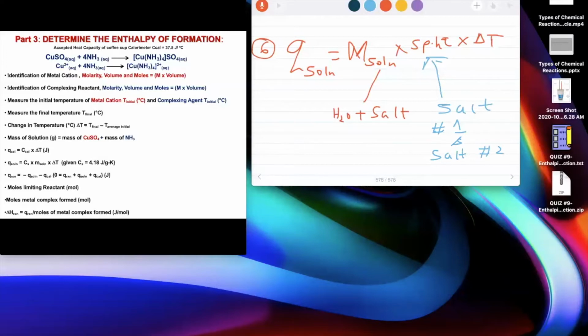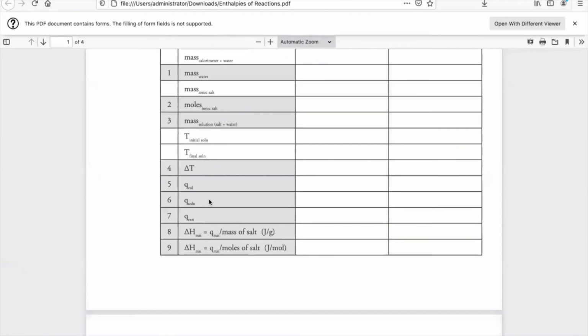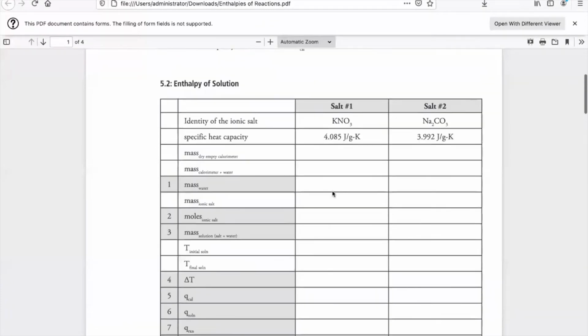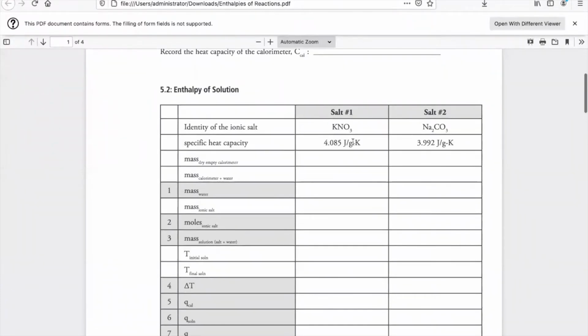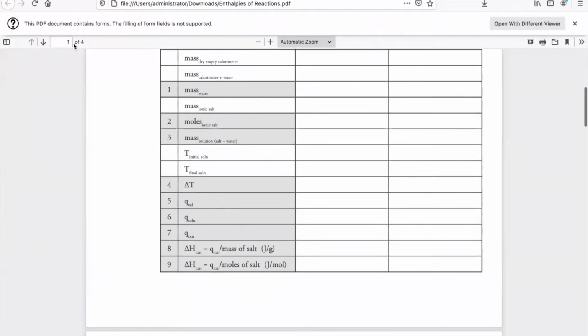Let me just bring back the data sheet. If you look at line 6, we are going across. This is salt number 1. What is the specific heat? It is given at the top right here. You see, this is the specific heat, and please just ignore the Kelvin. Let's use degrees Celsius because we are given the change in temperature in degrees Celsius. So specific heat for salt number 2 is given here as well, so that when you use the Q for the solution here, you will understand which specific heat to use for solution 1, for solution 2.